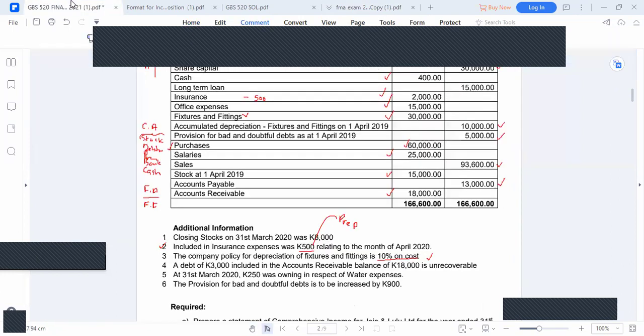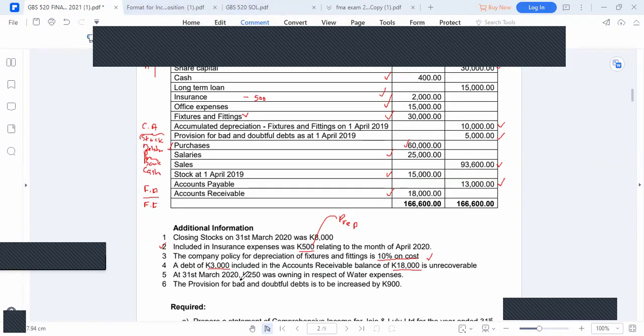Then we go to the bad debts written off. We are told that there are bad debts written off of 3,000. So this one's an expense. Then 18,000 are unrecoverable. So from the accounts receivable of 18,000, we need to adjust this one. So the 3,000 will be subtracted there.